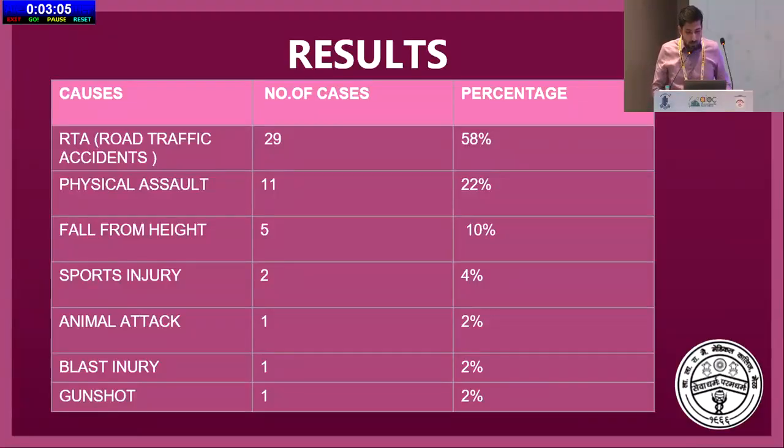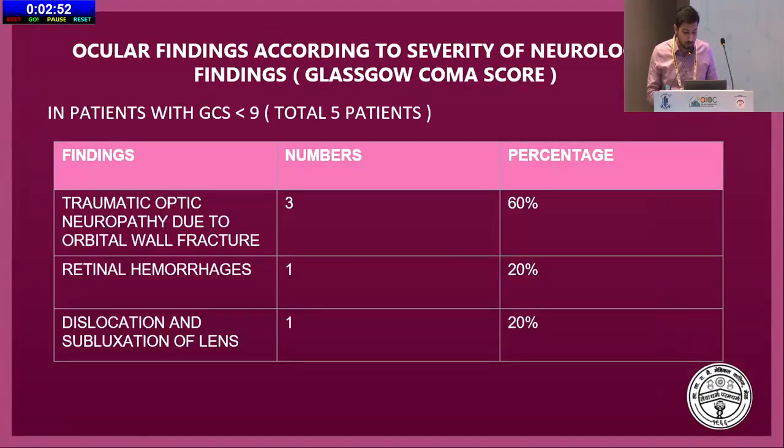It was seen that road traffic accident was the major cause in 58% of patients, followed by physical assault in 22% of cases, followed by other causes like fall from height, sports injury, and a case of animal attack, a case of blast injury, and a case of gunshot.